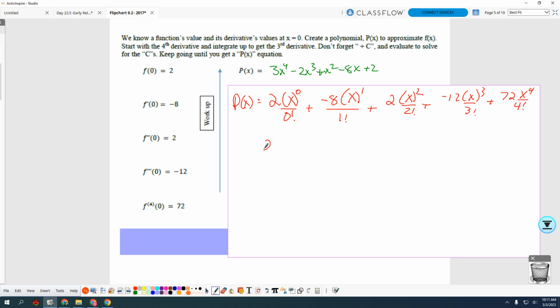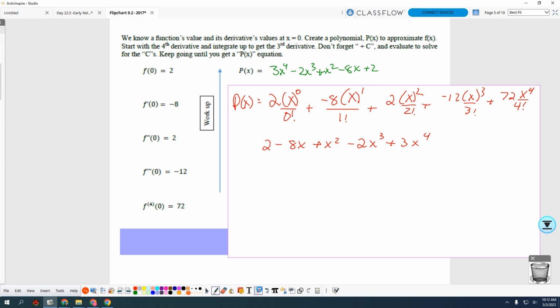So this all becomes 2 minus 8x. 2 divided by 2 factorial. 2 factorial is 2 times 1, which is 2. That reduces, so plus x squared. 3 factorial, 3 times 2 times 1, so that's 6. Negative 12 divided by 6 is negative 2, x to the third. 72 divided by 4 factorial is 3. Did I get the same thing?